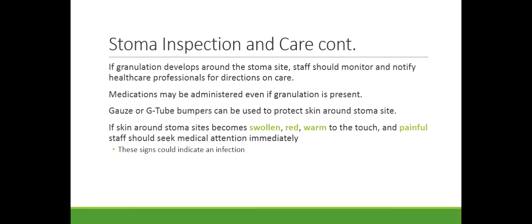If granulation develops around the stoma site, staff should monitor and notify healthcare professionals for directions on care. Medications may be administered even if granulation is present. Gauze or G-tube bumpers can be used to protect the skin around the stoma site. If skin around the stoma site becomes swollen, red, warm to the touch, and painful, the staff should seek medical attention immediately, as these could be signs of an infection.